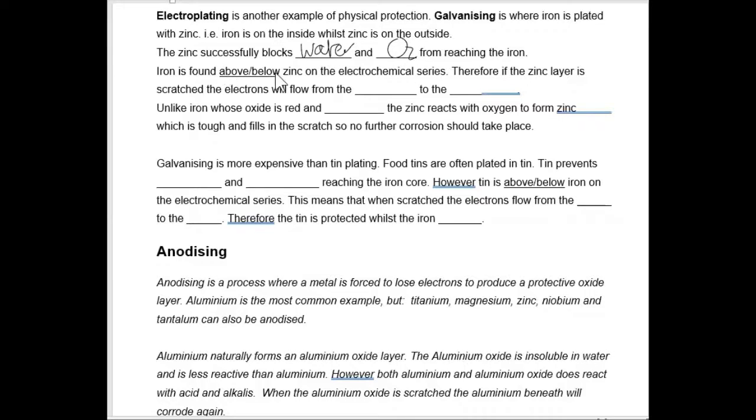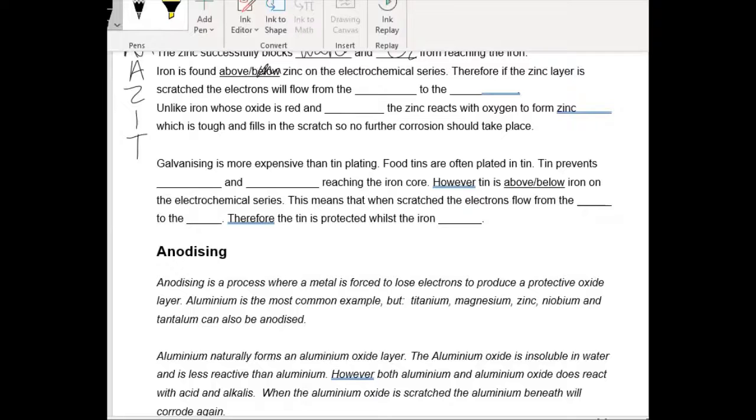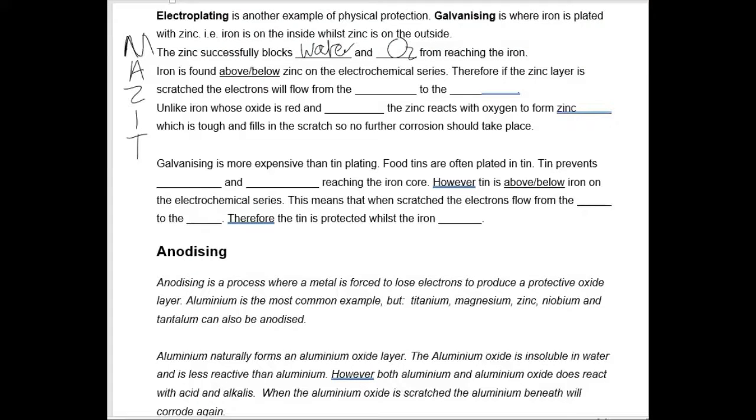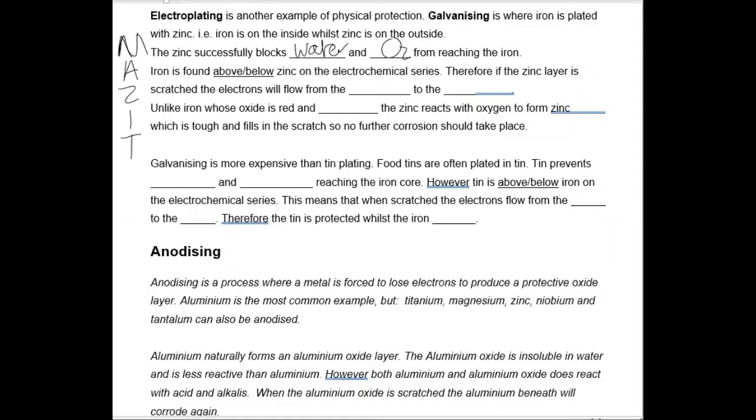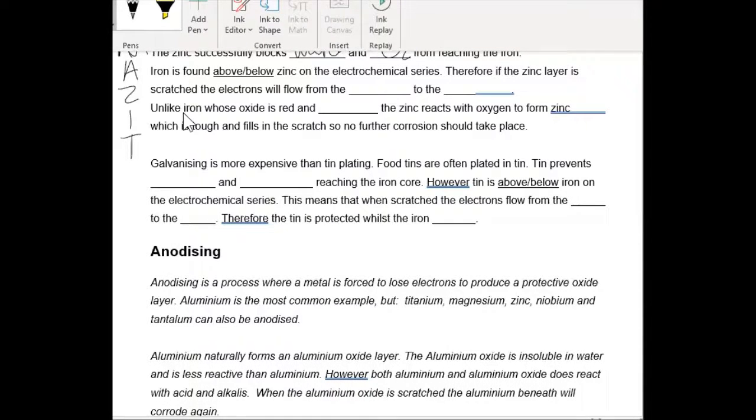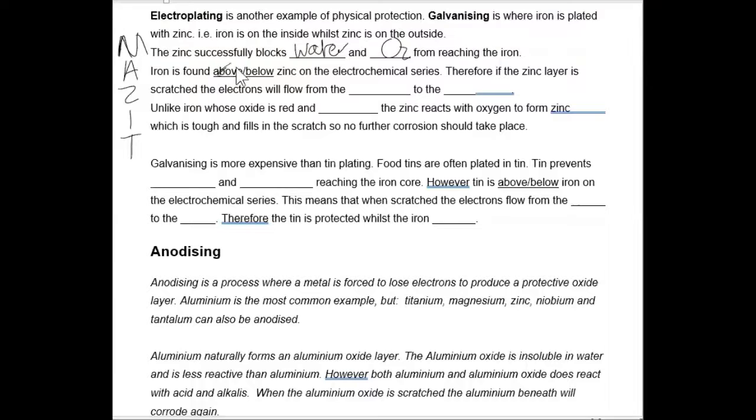Is iron found above or below zinc? Well, you've got to remember the phrase mass it. Well, there you go. There's your iron, there's your zinc. So it's found above the zinc, right? No, it's not. Oh dear, that's why I'm not reading it right. Try that again. So iron is found below the zinc on the electrochemical series.